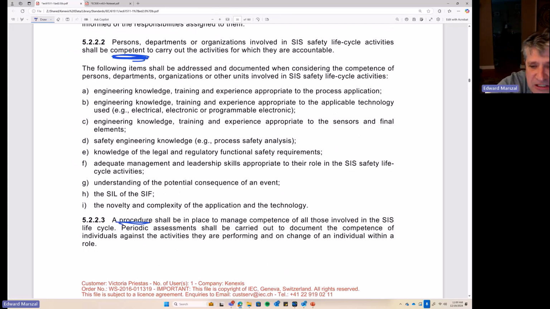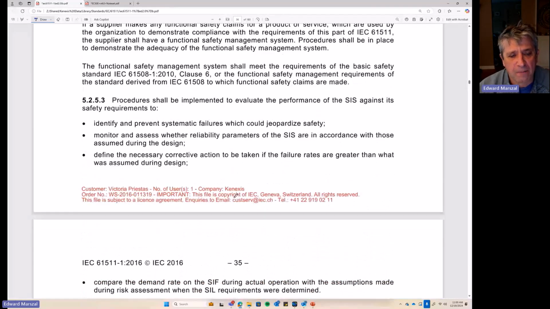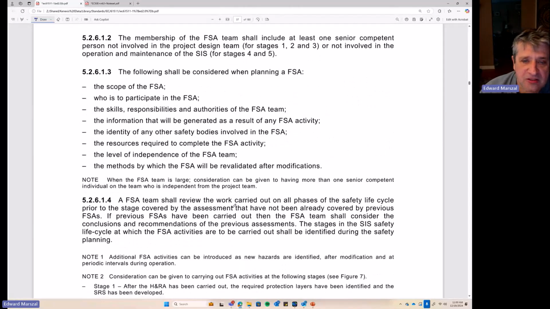We're going to have a procedure in place to manage the competence that includes documentation of the competence. So we're going to plan everything. We're going to make sure that everybody that's part of that plan is competent, but we're not going to stop there. We're going to do verification, which is clause 7.